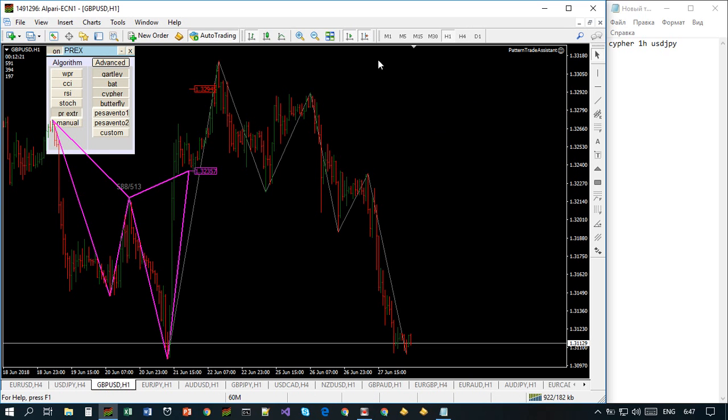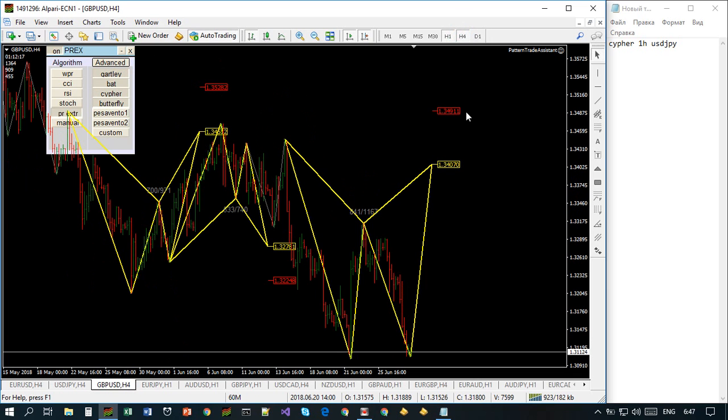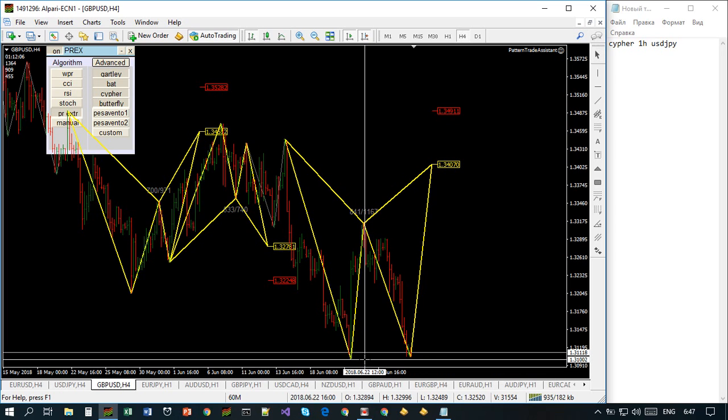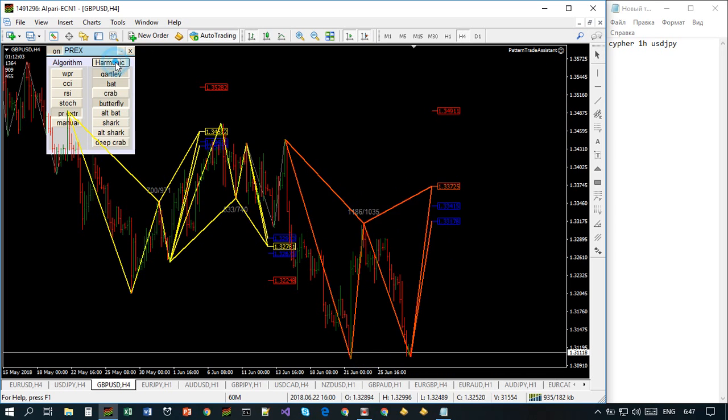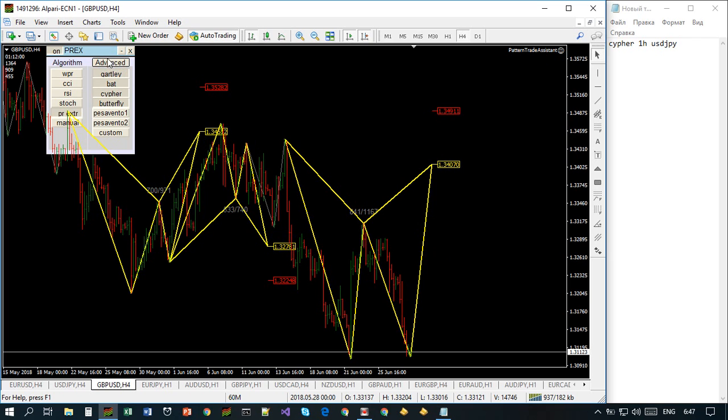Let's go pound dollar 1 hour, nothing. And 4 hour, this is bad, almost invalidated. If the current price exceeds the A point, it will be invalidated. Okay, and the harmonic approach says a Gartley pattern, a bat or a Gartley, depending on your approach. You should choose one of the approaches and stay consistent with it.